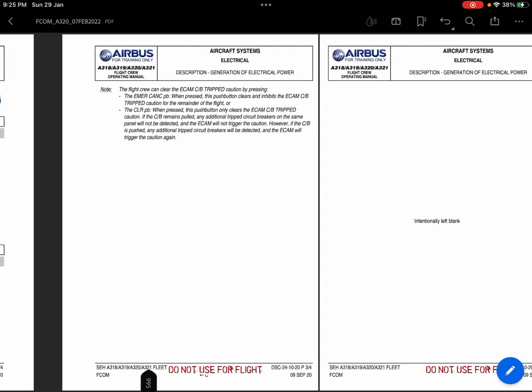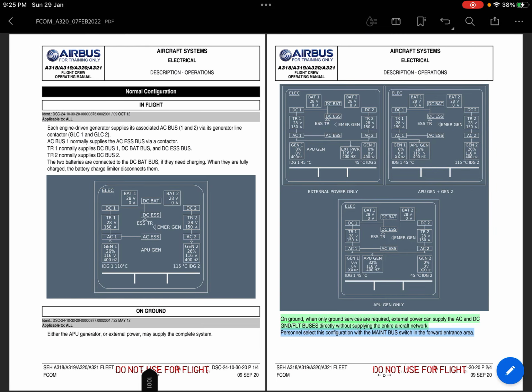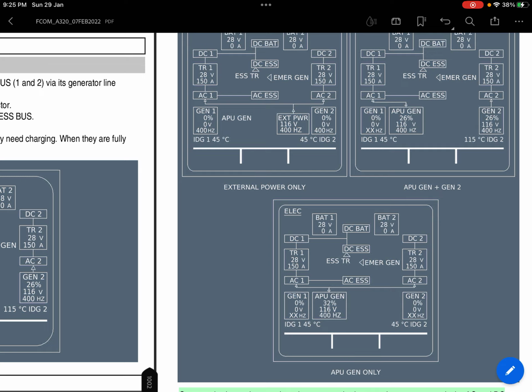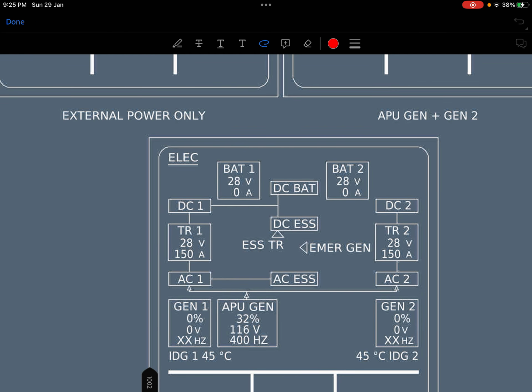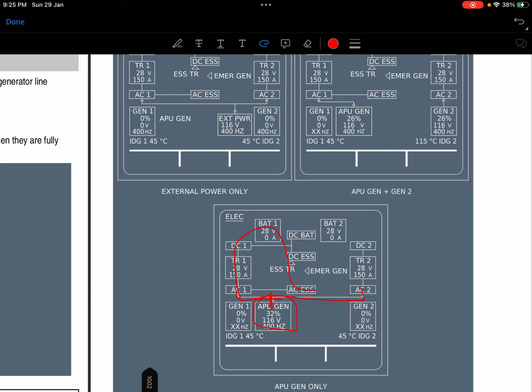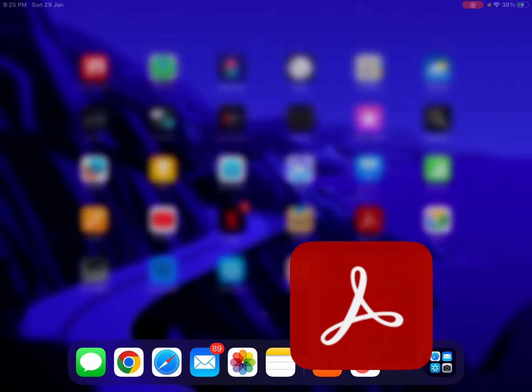Here is the ECAM page, and here you will be able to find which source is supplying what. In this case, can you tell whether a generator is supplying the system, or the APU? So definitely the APU is supplying the system, AC1, AC2 and then further, right? Correct. So yes, it is possible.